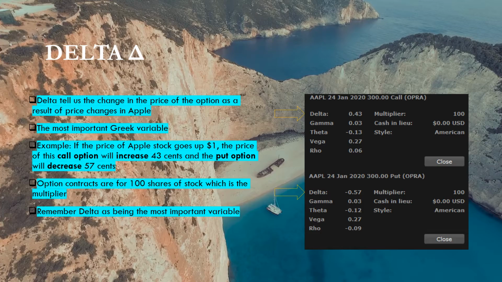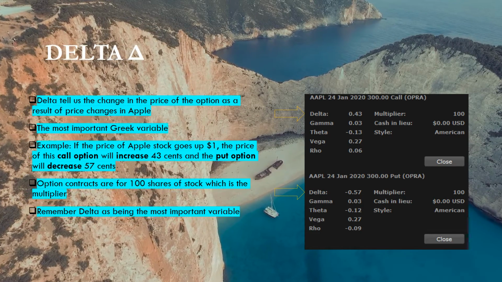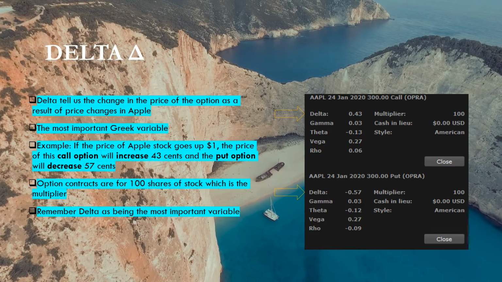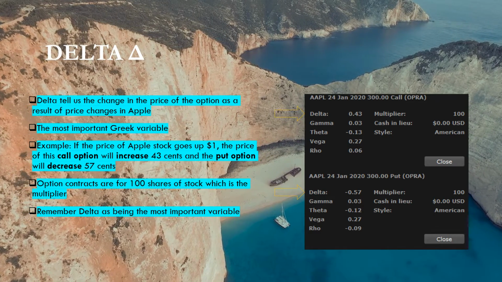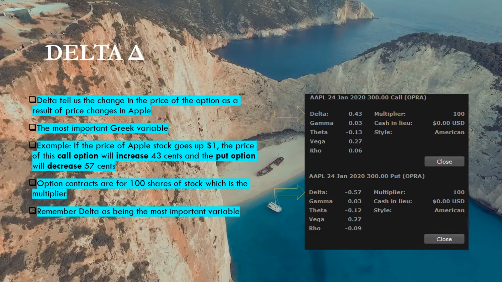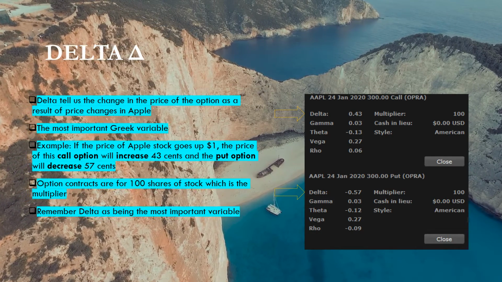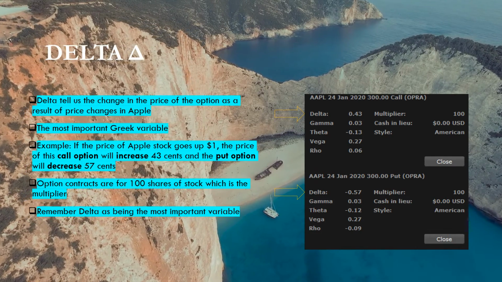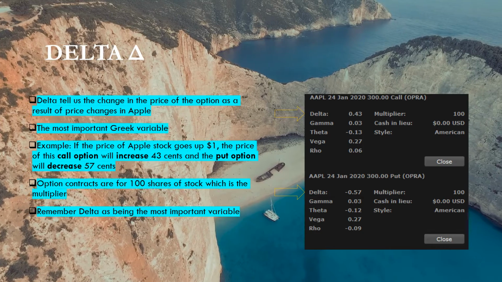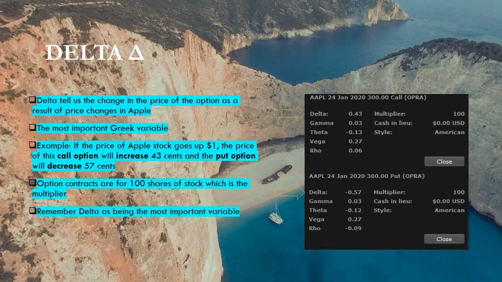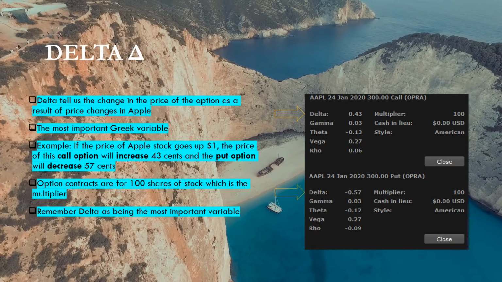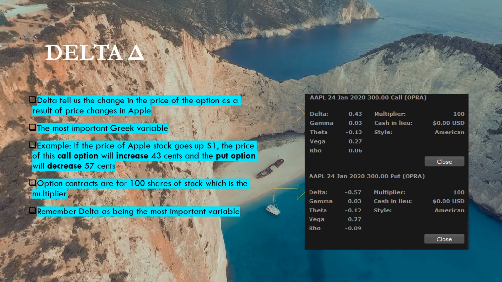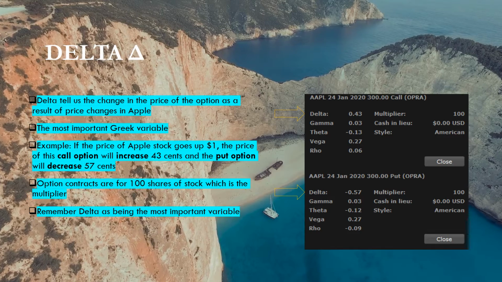First we have delta, the most important variable. It basically tells us the change in the price of the option as a result of a price change in the stock. We can see that if the price of Apple stock goes up $1, the price of this option will increase 43 cents for the call option, and the put option will decrease 57 cents. So remembering delta should not be too hard since it is the most important.